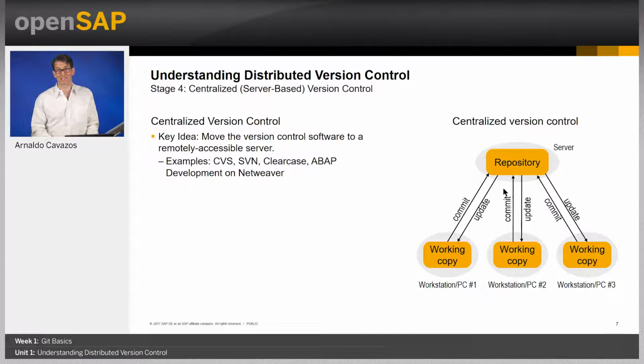So in my experience, this stage of the evolution of version control is what most people think of as version control. This is what most developers are used to if they haven't used Git before. If you've used CVS, or if you've used Subversion, or Rational ClearCase, or if you've just done ABAP development on NetWeaver with a team, then you are accustomed to thinking of version control in terms of centralized version control. Now, the last and final stage is the whole point of this lecture.